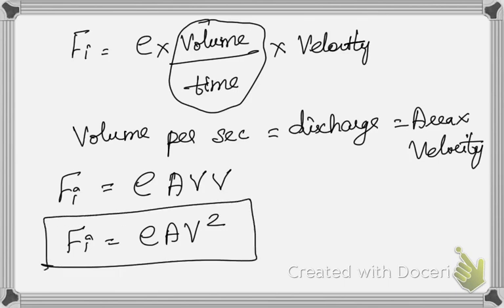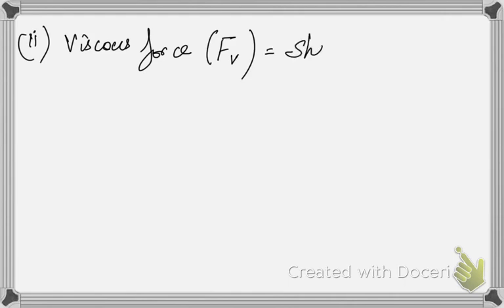Now we'll go to the second force. The second force is viscous force. We can denote it by Fv. This viscous force is nothing but shear stress into area. It is shear stress because it is caused due to viscosity and the surface area of the flow. If viscosity has an important role to play, then this viscous force will exist.